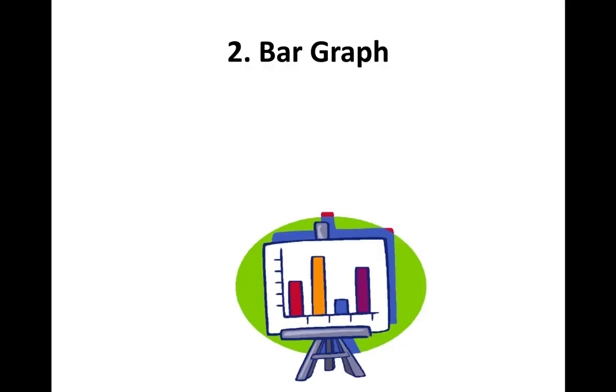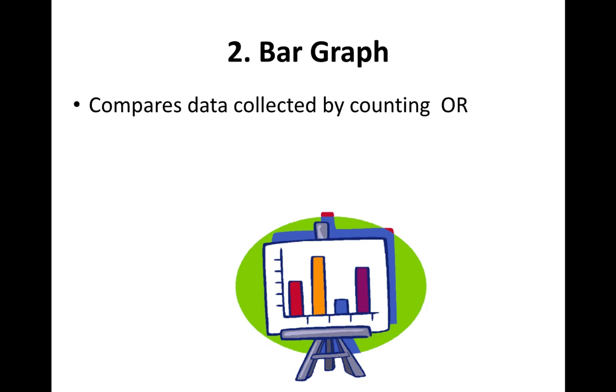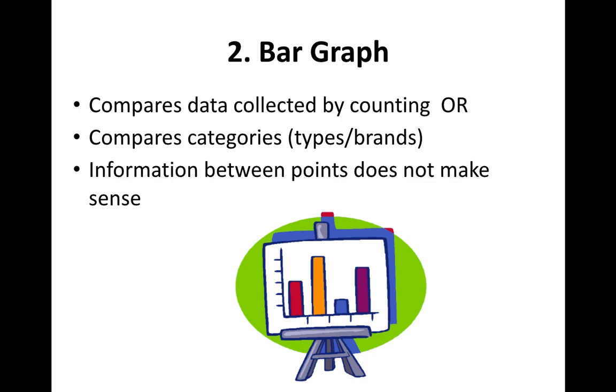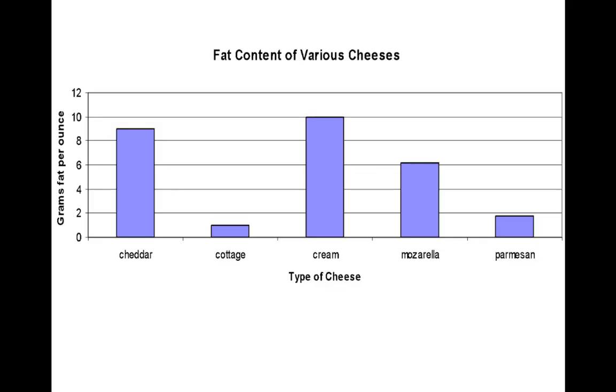The second type of mathematical model, or graph, is a bar graph. And this is what compares the data collected by counting, or it compares different categories, such as types or brands. The information between the points, the bars, doesn't really make sense, so we can't make predictions. Here we have an example of a bar graph. We have types of cheese, so that's a category or a type on the x-axis, and the y-axis does have numbers. Remember, your y-axis will always have some kind of number.